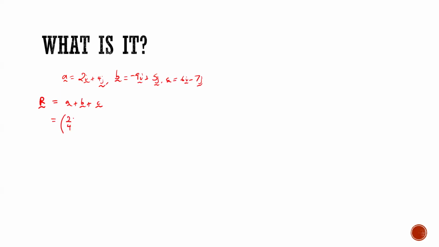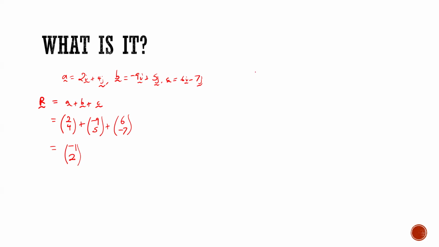I have it in column form, 2i plus 4j, negative 9i plus 5j, and 6i minus 7j. Once I have that, I'll have my answer, negative 1i plus 2j. That's how I'd get the resultant of those.